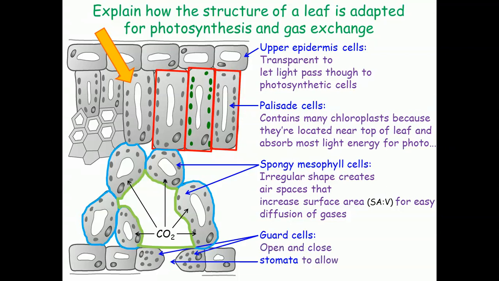The guard cells open and close the stomata, and this allows gas exchange to occur. So carbon dioxide could diffuse into the stomata, whereas oxygen and water vapor could diffuse out of the stomata. And that is gas exchange.